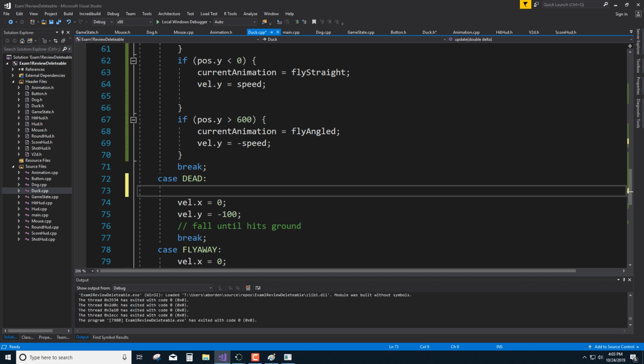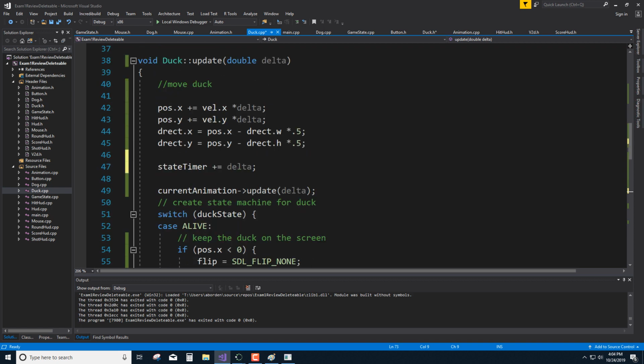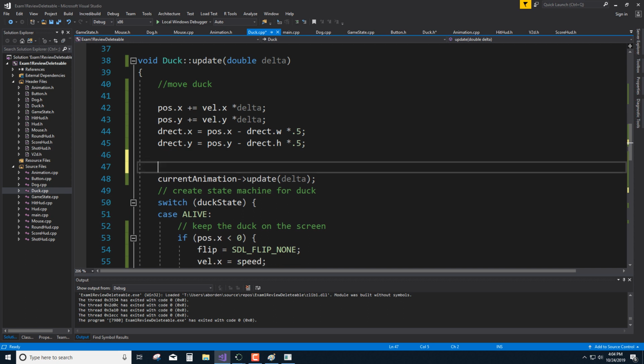Case dead? Well, we have to think about this. He's going to get shot, and we want him to play one animation or show one frame while he's being shot. Like pause for a second. I'm not even sure this is right. I don't know if I want that. We probably should make this a shot case. I don't think I want that there. I'm going to take that out.